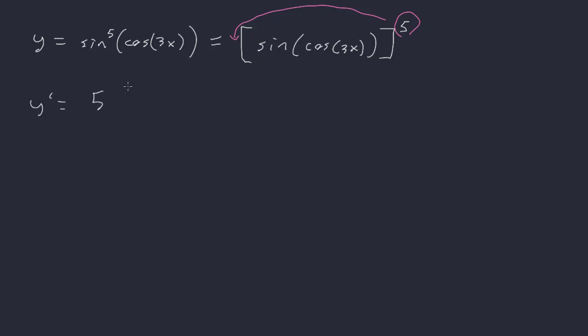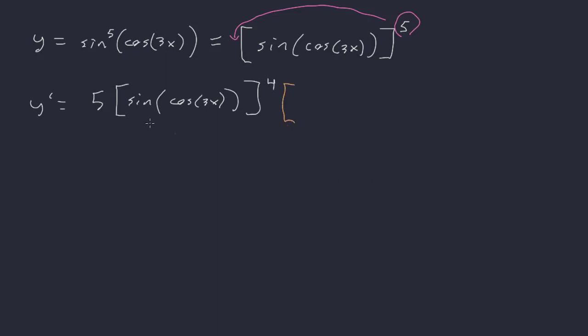All right, next up, let's look at sine to the 5th of cosine of 3x. So remember, whenever you see something like this, this is sine of cosine of 3x, all raised to the 5th. All right, so we'll bring the 5 down. So essentially, this is stuff to the 5th. So its derivative, y prime, will be 5 times the stuff left alone raised to the 4th.